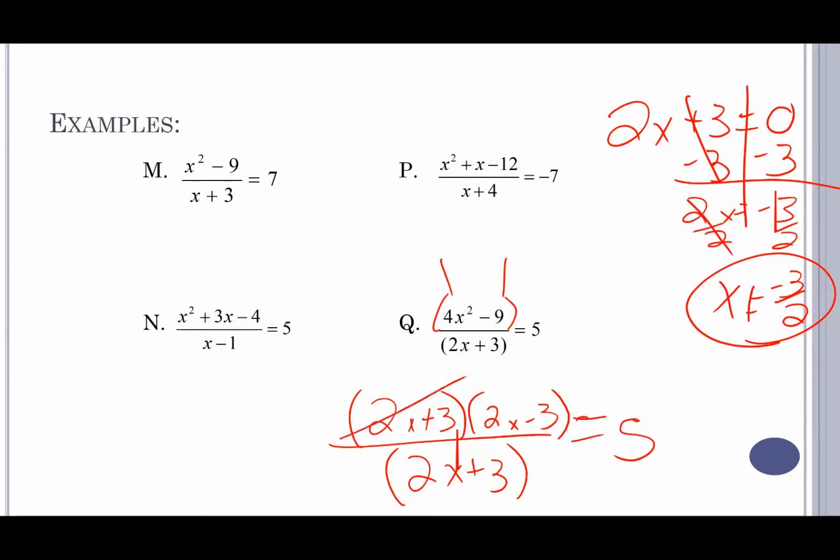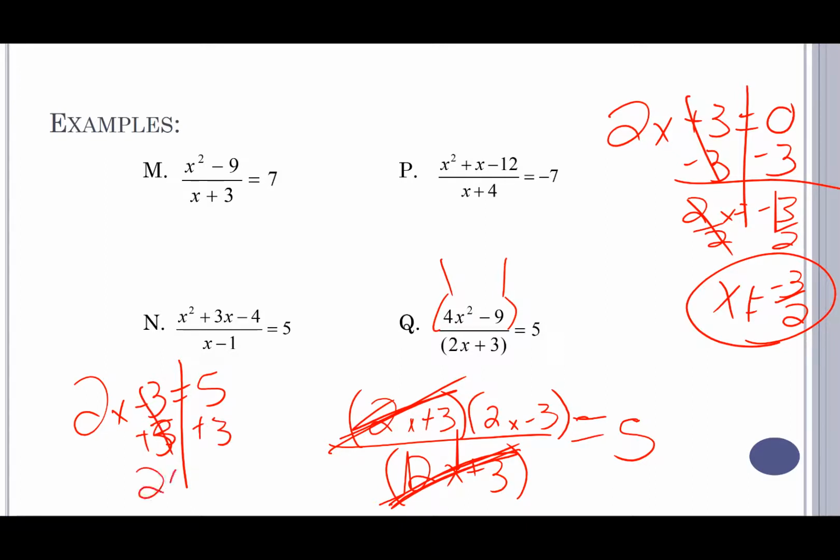So the 2x plus 3s are clearly going to cancel out. So that leaves me with just 2x minus 3 equal to 5. So when I solve this equation, oops, I'm adding 3 to both sides, not 5. 2x equals 8, so x will equal 4. And that's totally fine because the only value that would be excluded was negative 3/2, and my answer was 4. It's obviously different, so my answer is just 4.